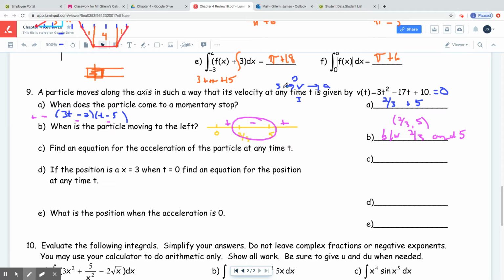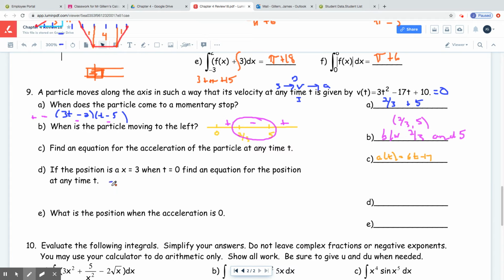That's just the derivative. So the acceleration is just the derivative of the velocity. So that's 6t minus 17. We were done. Now, if you're given the velocity and want to get the position, you have to integrate. So we're going to integrate.